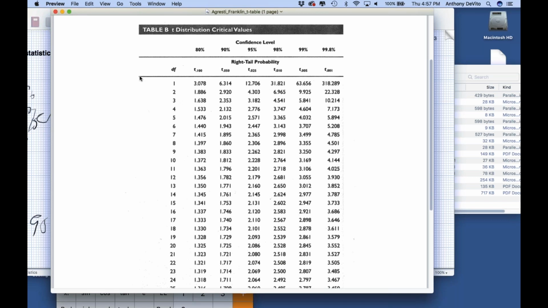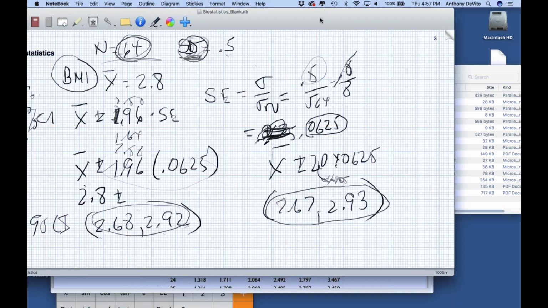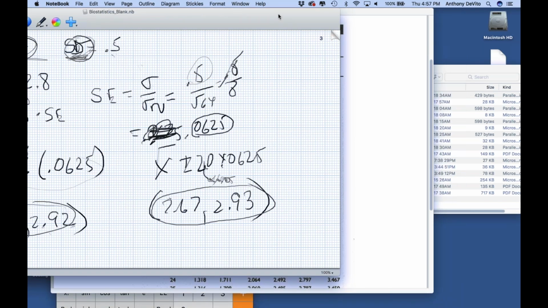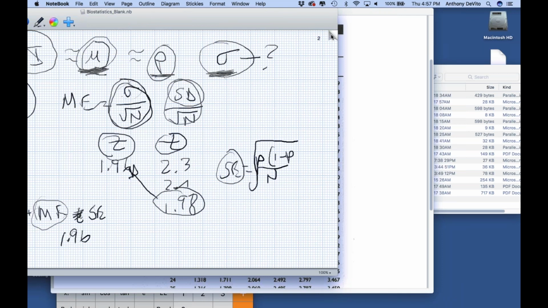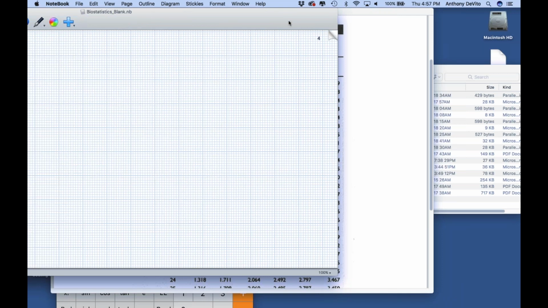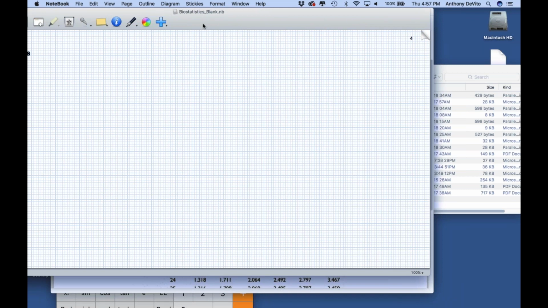Okay. Now let's try one with a proportion. Let me switch papers here. Okay, so now we're going to take a little one with a proportion. So now let's say that I take a sample of, let's see, let's take an interesting sample size, 225.